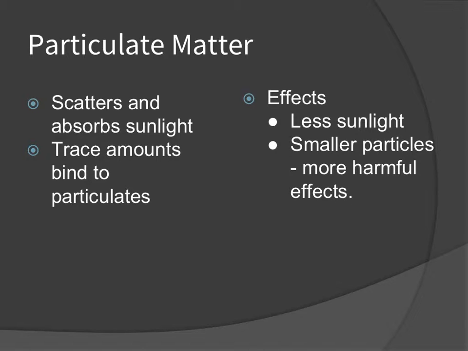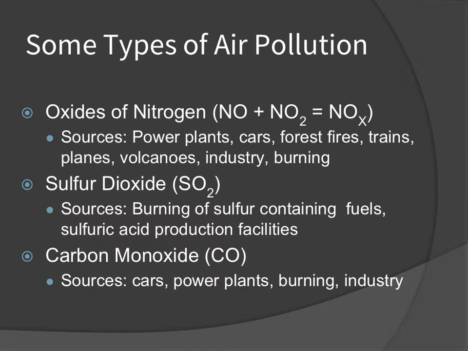Particulate matter has a number of effects. It scatters and absorbs sunlight. Trace amounts can bind to particulates, and the effects are less sunlight gets in, and then the smaller the particle is, the more harmful the effects are. Some other types of air pollution are oxides of nitrogen. You get NOxes, sulfur dioxide, which actually turn into SOxes, and carbon monoxide.